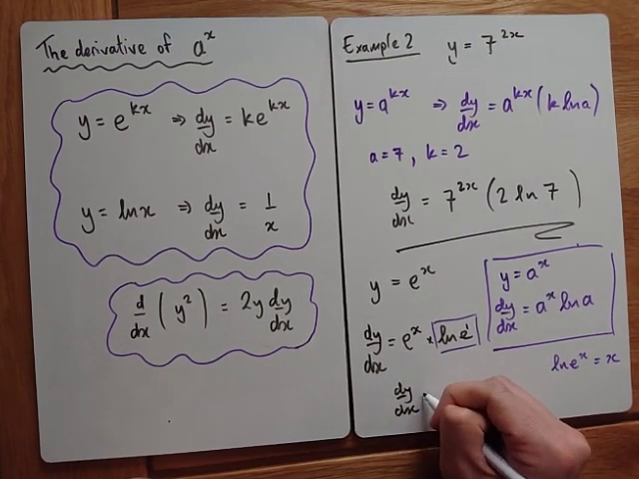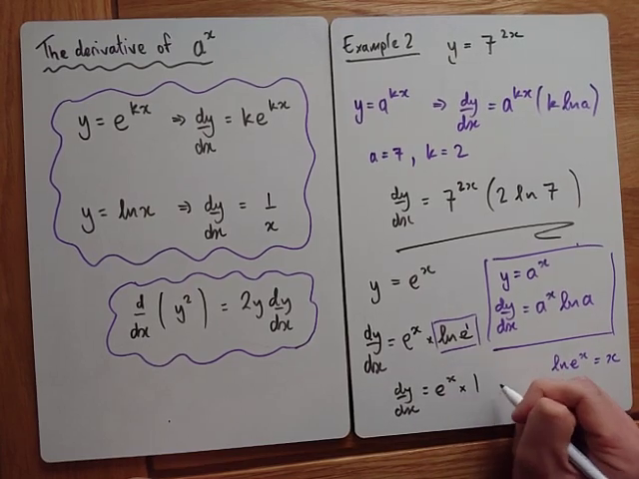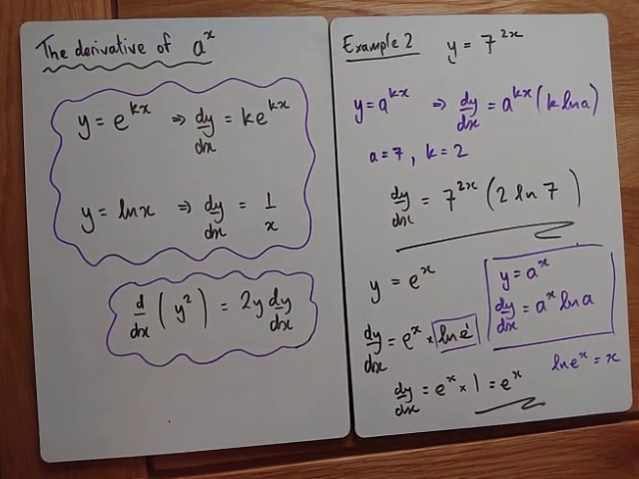Because dy by dx is e to the x times by 1, which is just e to the x, which is what we knew.